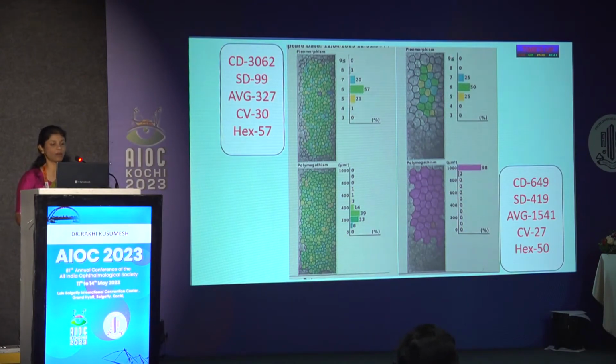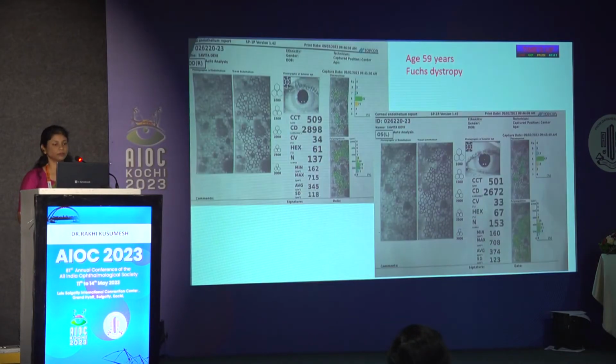You can see, after penetrating keratoplasty, look at the size of cells in the grafted cornea in comparison to the normal cornea. So this is one of the very common indications for specular microscopy, that is Fuchs dystrophy. And here we see many dropout areas in the printouts. Still the parameters are within normal limits and the patient has no complaints, like CV is 34 and hexagonality is 61, count is 2898.